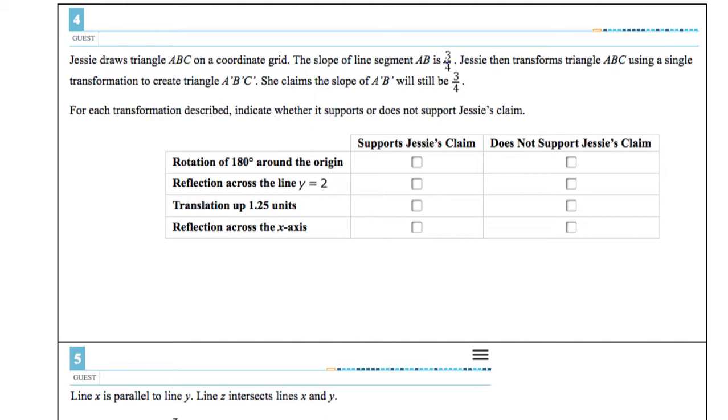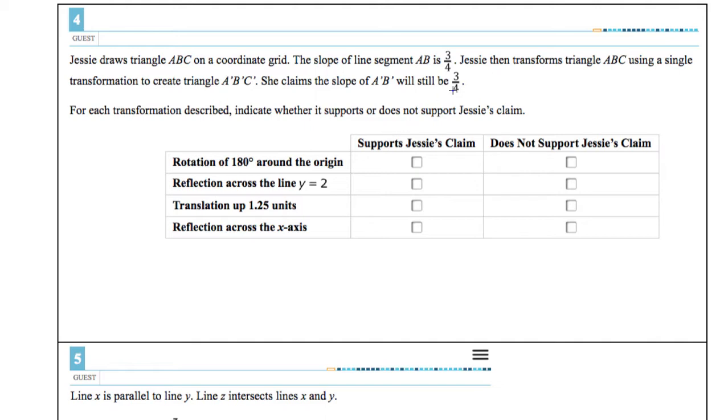All right, so for number 4, Jessie's drawing a triangle ABC, and she says that AB has a slope of 3/4. So it looks like we're not using anything else. So just ignore everything else. Let's look at AB. So assume we have some line segment that's 3/4. And she's going to do the following things, and she says, yeah, I'm still going to have the slope of 3/4 after doing these things. Let's see if she's true or not.